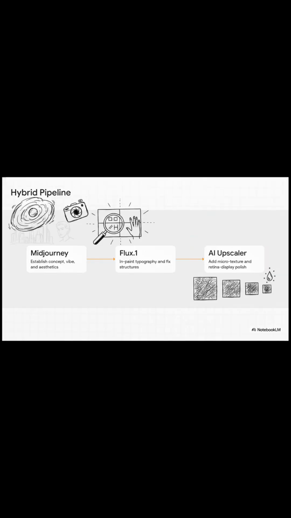And if you want the absolute highest quality possible, professional design agencies are now using a very specific 3-step hybrid pipeline. Step 1. They fire up Midjourney to establish the master concept and nail that cinematic vibe. Step 2. They take that beautiful image and use Flux One's in-painting feature to precisely overlay perfect typography or fix something like a weird-looking hand. Step 3. They run that combined image through an AI upscaler to add gorgeous microtexture. So you're literally grabbing the aesthetic beauty of Midjourney and fixing the fine details with the surgical precision of Flux.